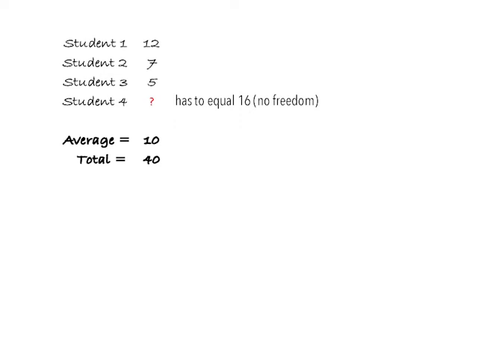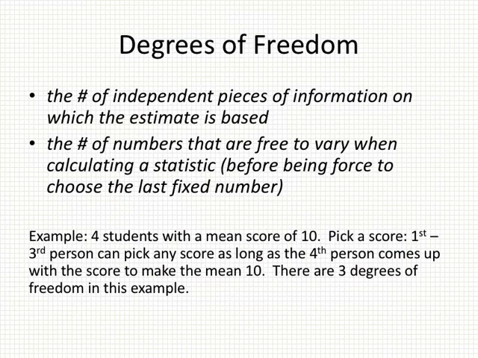So in this example, how many people were able to freely estimate the scores? 3, right? When it came to Christina, she can't freely estimate; you have to go with a fixed score to get the sum of 40. So we have 3 degrees of freedom here, 3 pieces of information that were allowed to be freely estimated. Does that make better sense of what degree of freedom is?